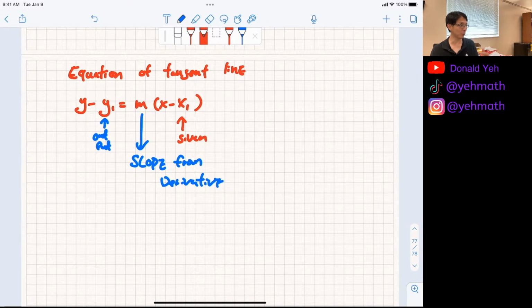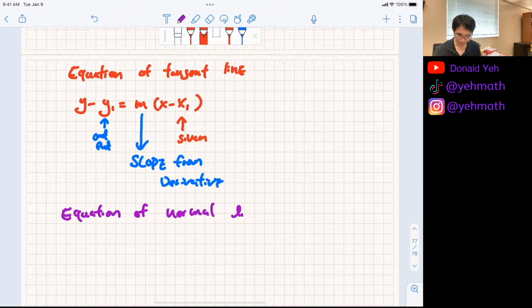Now I want to talk about one more line. There is also an equation of the normal line. Now you're going to say, what is normal? Normal is just a different vocabulary word. You already know what a normal line is. It's not just a line, normal. It actually means perpendicular.